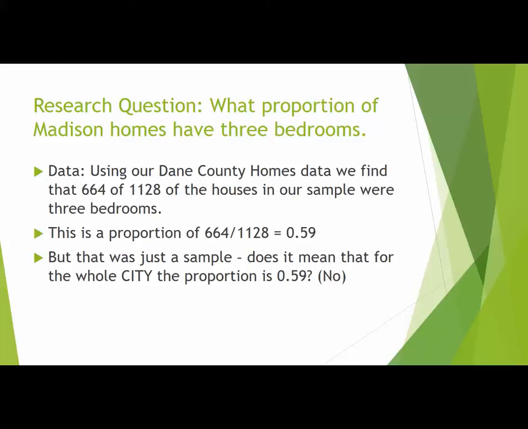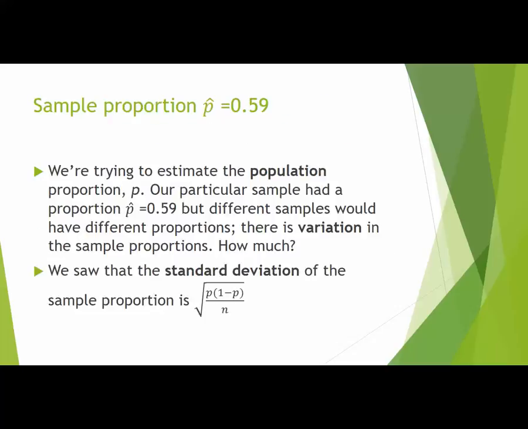Now that was just 1,128 homes out of all the houses in Madison. Does that mean for the whole city the proportion is 0.59? Well, no, of course not. It's just one random sample. Our sample proportion is 0.59, and we're trying to estimate the population proportion, p. So we had a sample p hat, the hat means that's the sample, of 0.59, and we're trying to use that to estimate the whole population proportion, p.